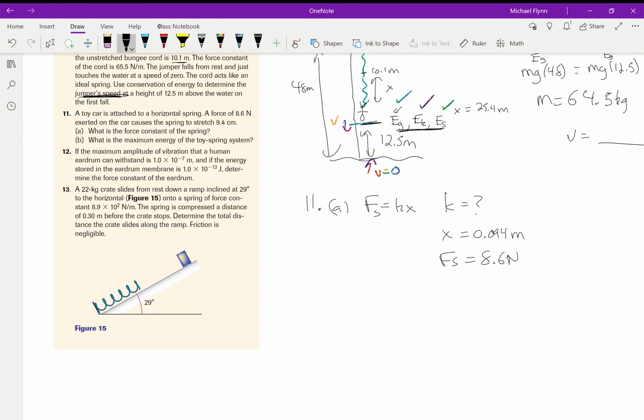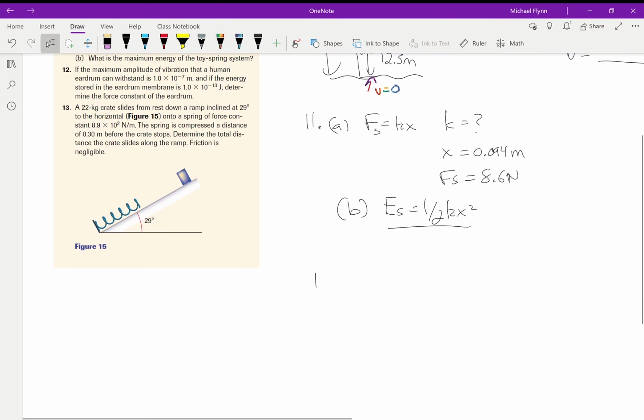That question B. They just want you to say this. What's 1/2 kx squared? In other words, if you only compressed it, you did this work to compress it with a force of 8.6 newtons. And then what happens is that creates a certain amount of energy in the system because you did that. And that's the maximum energy in the system at this moment. Okay? So just plug in the numbers from above. Same k, same x. Okay, and that's it.